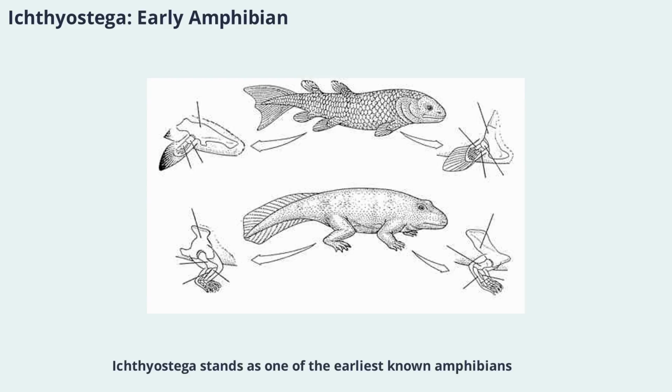Ichthyostega stands as one of the earliest known amphibians, bridging the gap between fish and land vertebrates. Living about 350 million years ago, it possessed efficient limbs for crawling on land, a lengthened snout for improved olfaction, and an advanced ear structure for detecting airborne sounds. Despite these adaptations, Ichthyostega retained many fish-like features, illustrating the gradual nature of evolutionary change. Its discovery has provided crucial insights into the origins of terrestrial vertebrates.